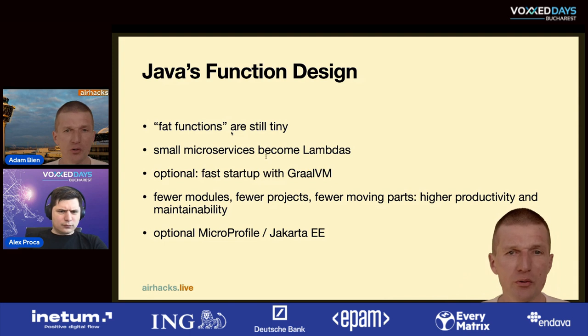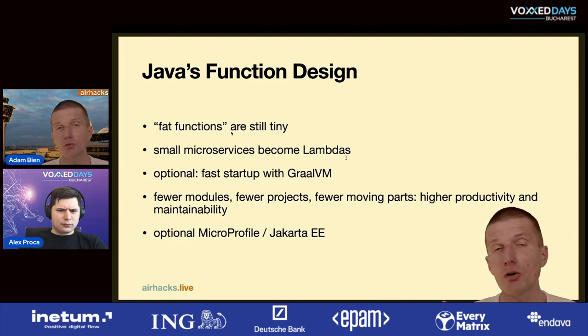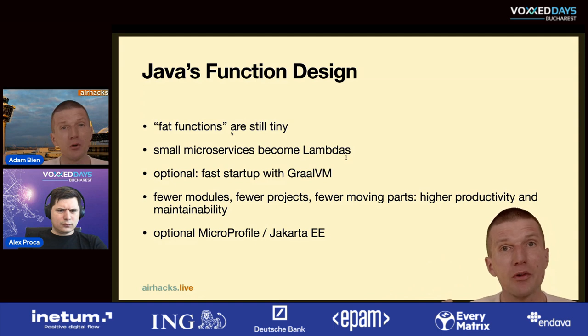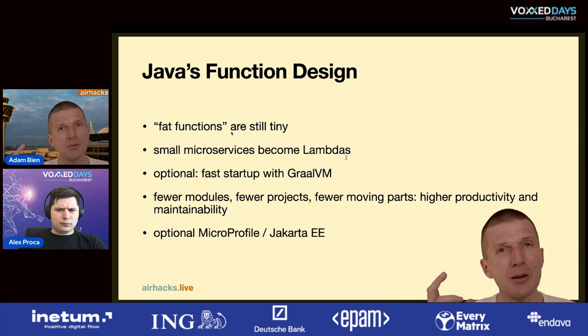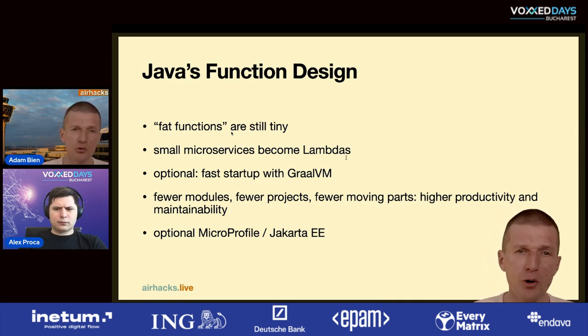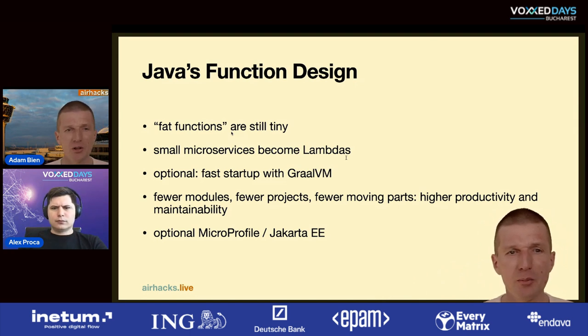And small microservices become Lambdas. And Lambda's actually great. You can have multiple versions of them, and they can talk to each other. This is actually like microservices. For me, there's no difference between a thin WAR and Lambda. And you can have GraalVM, so it will reduce your startup time by 2 seconds, roughly. And if you have fewer modules, fewer projects, you get higher productivity and maintainability.